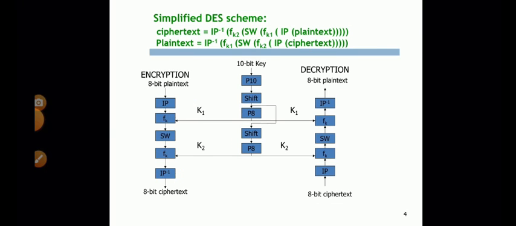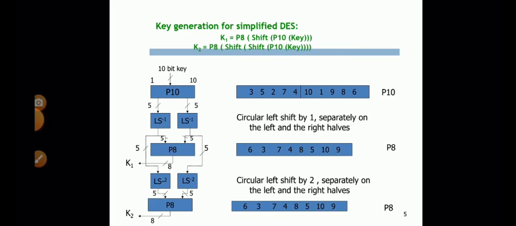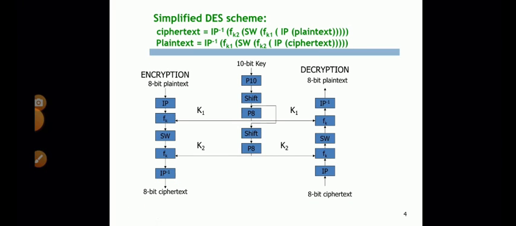For both processes we have two keys, K1 and K2. For generating K1 and K2 we have some steps. First you perform the P10 permutation. Then you perform LS-1, a circular left shift by 1. Then you perform the P8 permutation to get the key K1. Again you perform a circular left shift by 2, and finally the P8 permutation, so that you get the key K2.